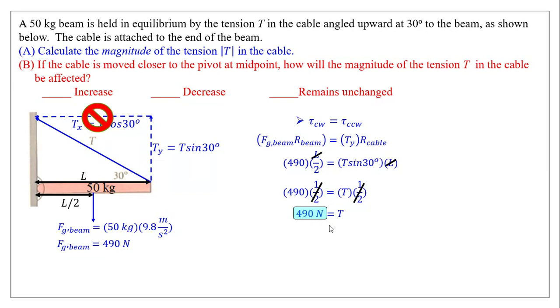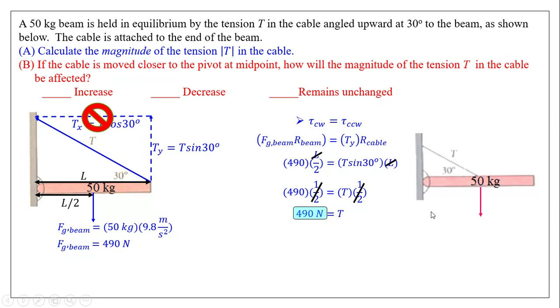Now part B asks us, if the cable is moved closer to the pivot, at the midpoint. So here's the diagram, right? Instead of the cable being tied to the very far right endpoint, it is now moved closer to where the midpoint of the beam is. And it wants us to find whether the tension in the cable increases, decreases, or stays the same.